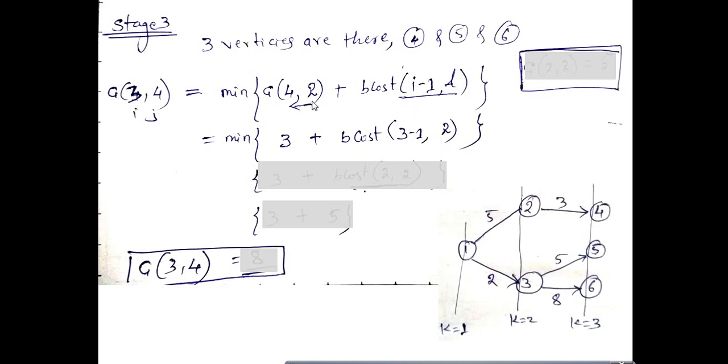And now what is the cost of vertex 2 to 4? 2 to 4, how much? 3. 3 you have to write. Plus B cost I minus 1, 3 minus 1, 2. 3 minus 1 is how much? 2, then comma 2. Okay.